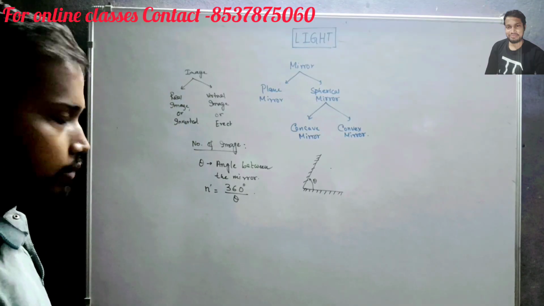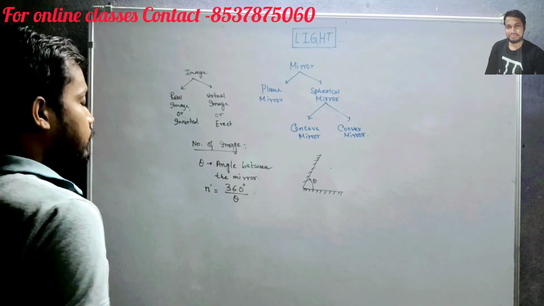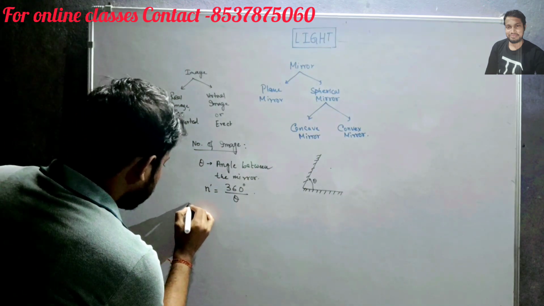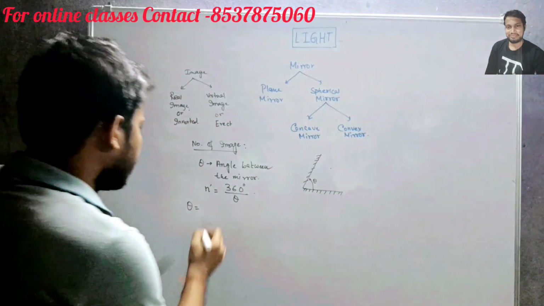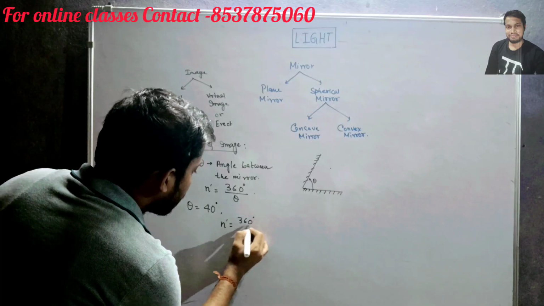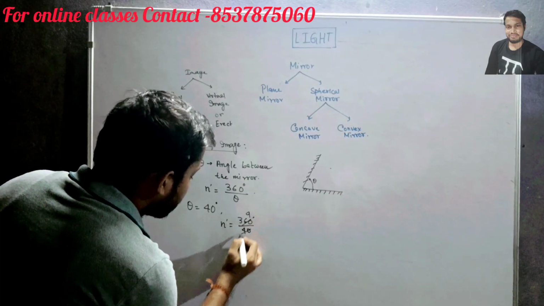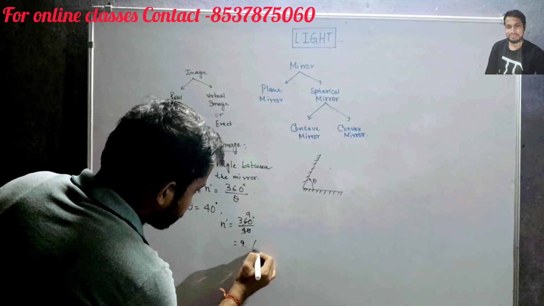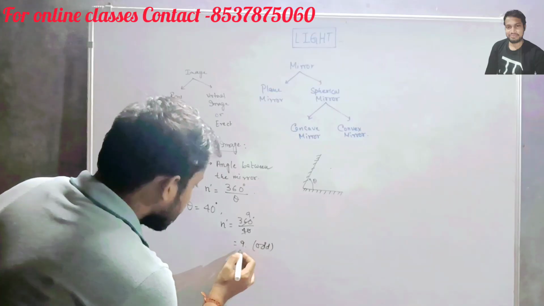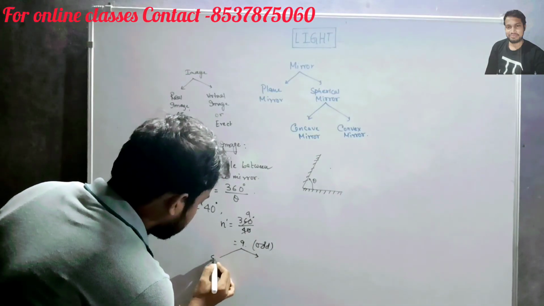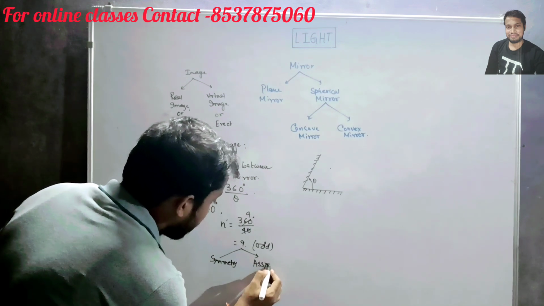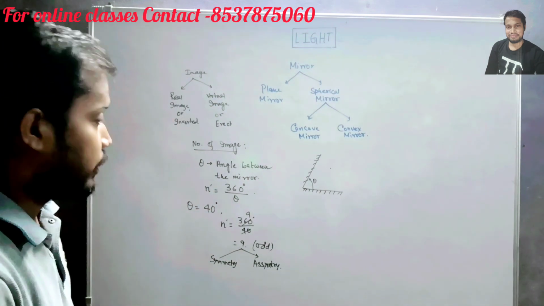But this is not the ultimate. We have to consider whether the value is odd or even. Let's say theta is 40 degrees. Then n dash will be 360 degrees by 40, so the result will be 9. The result 9 means it is odd. For odd, we have to consider two cases: symmetry or asymmetry. First of all, we have to know what is symmetry and what is asymmetry.